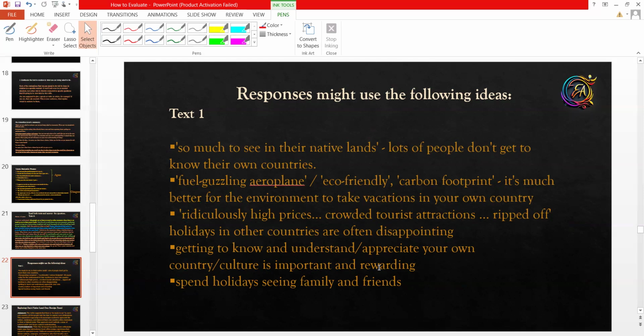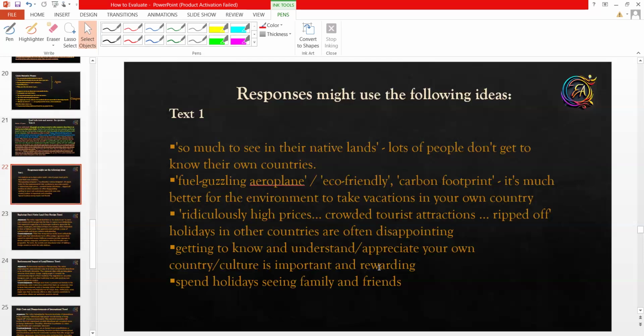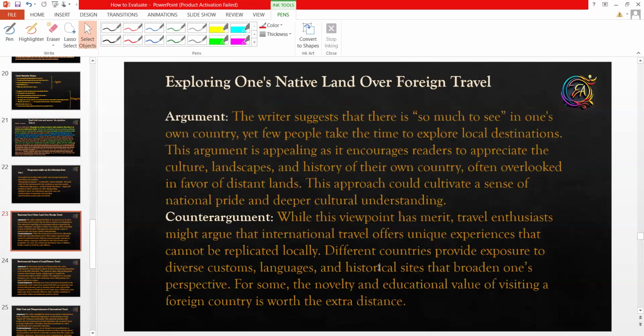Okay. Fuel guzzling aeroplane, eco-friendly, carbon footprint. It's much better for the environment to take vacations in your own country. Again, the agreeing part. Ridiculously high prices, crowded tourist attractions, ripped off: holidays in other countries are often disappointing. Getting to know, understand and appreciate your own country and culture is important and rewarding. Spend holidays seeing friends and family. I'm sorry, but it's just giving an impression. Because whenever you are asked to go for a vacation, you just go to your cousin's place. But it's quite boring also at times.